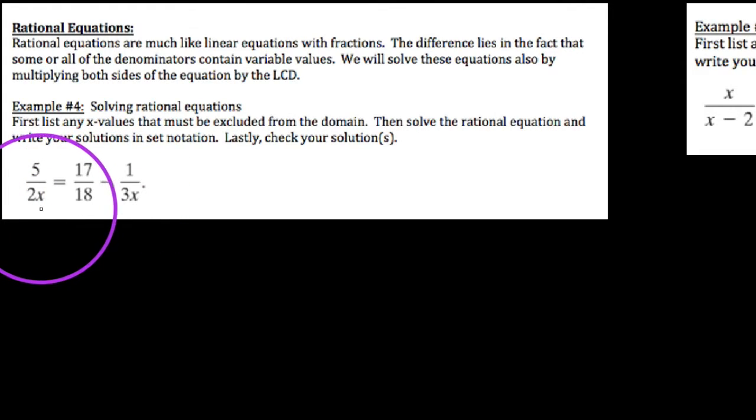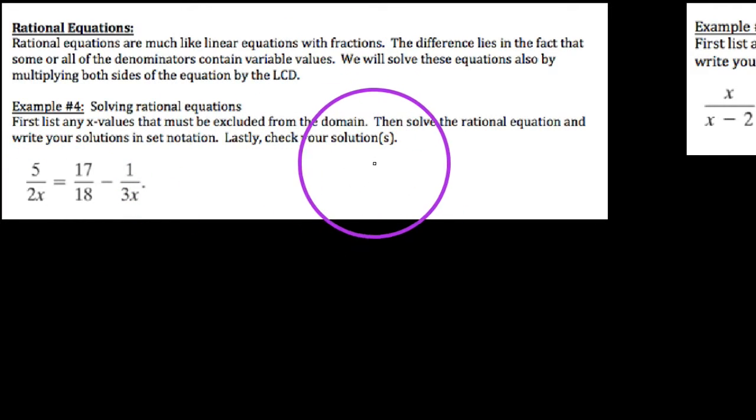It is possible that there are x values for which our denominator is equal to 0. And the reason they are of note is that if you were to put in 0 for x in the denominator, say here for 2 times x or 3 times x, you'll notice that you get 0 in the denominator, which is undefined. So the first thing we're always going to do is this.